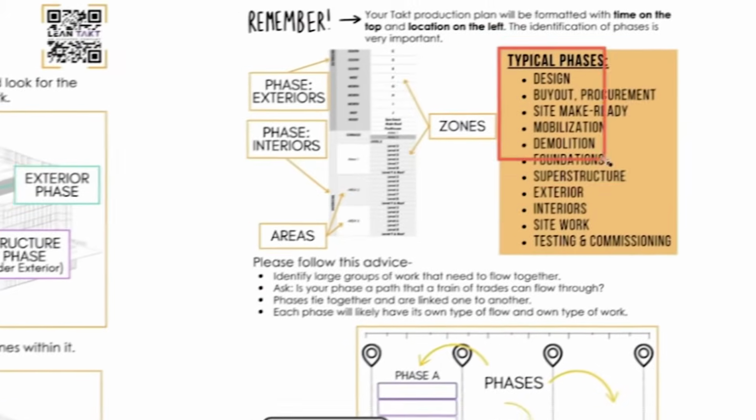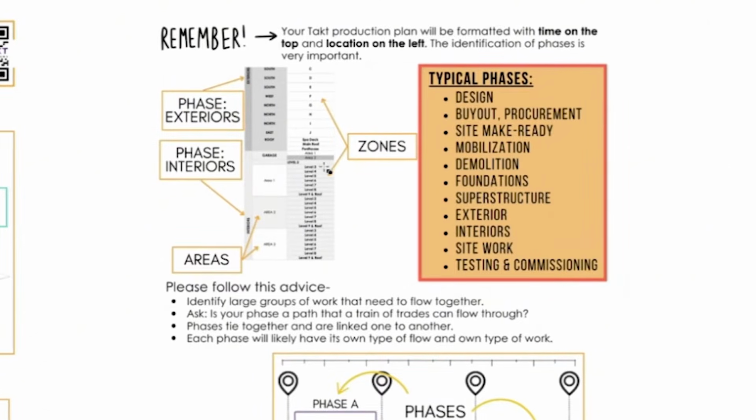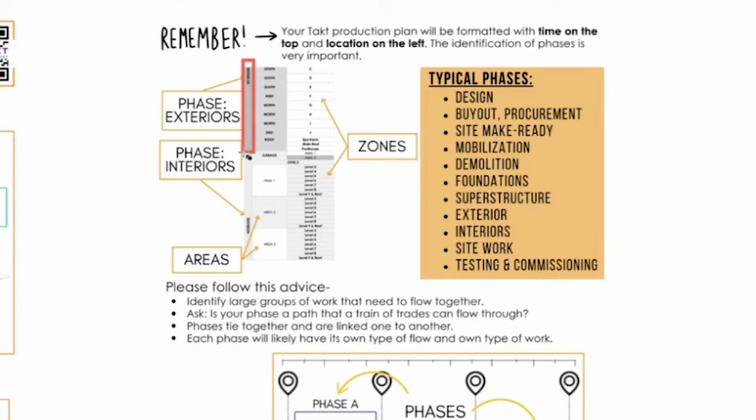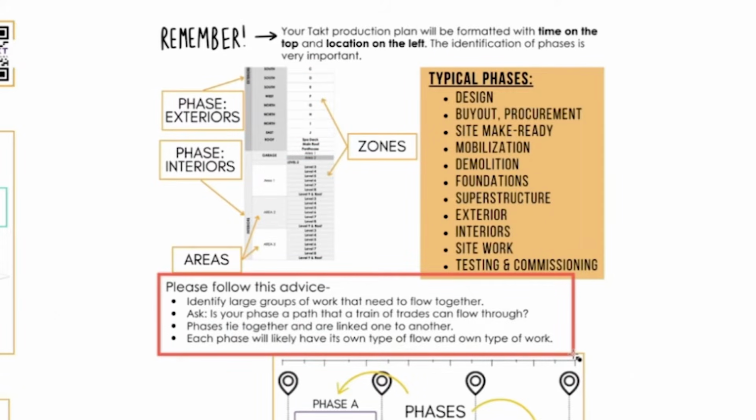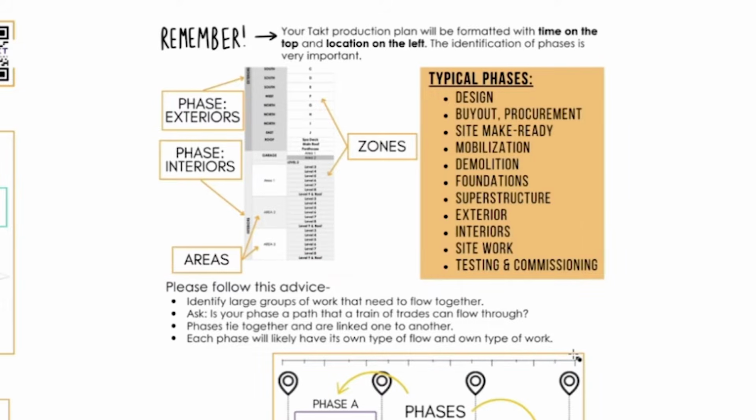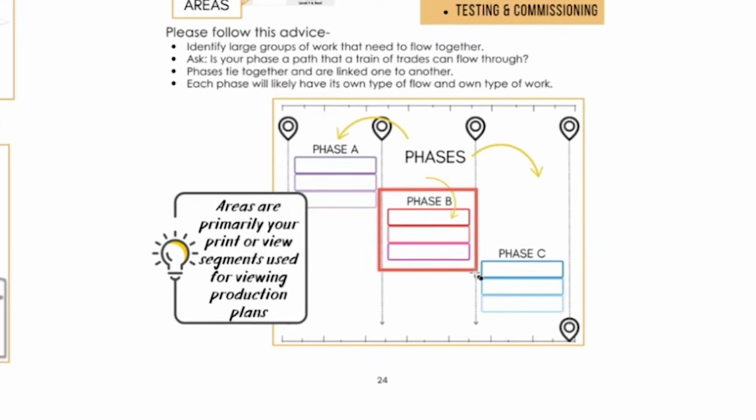In your production plan, or in your macro-level takt plan specifically, you'll have different phases, and then you'll see them marked on the left, and it'll show your phase. Then your print area is actually called an area, and then your zones over here to the left. This phase, let's say the exterior, have their own unique zones, 1000%, okay? And so what you have to do is to identify your phases, identify large groups of work, ask if it has its own path for its own train of trades, if it ties to other phases, and if it has its own type of flow or flow of work. And so phases are the next thing that we must identify in our overall production plan.